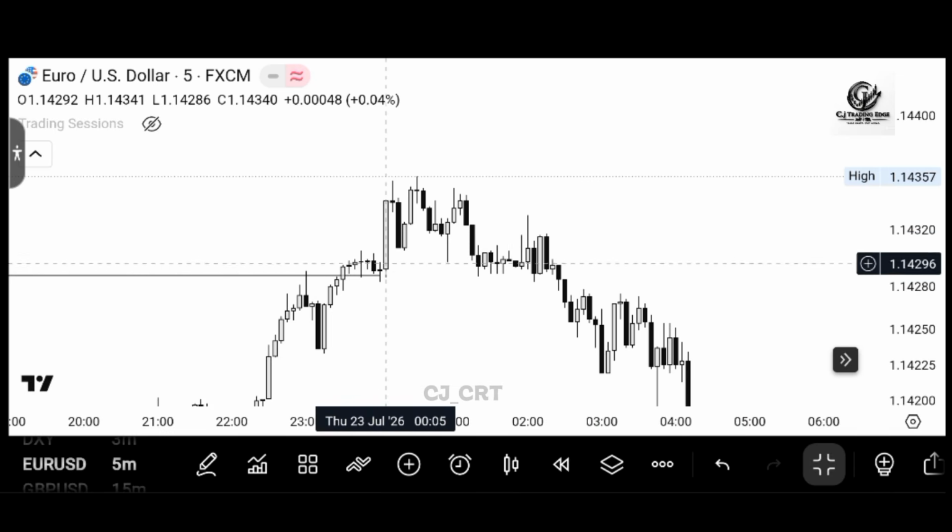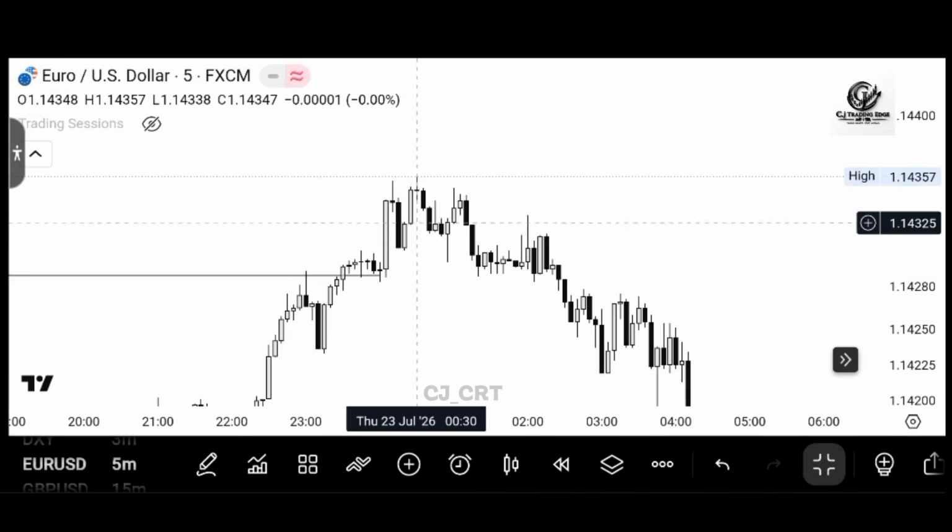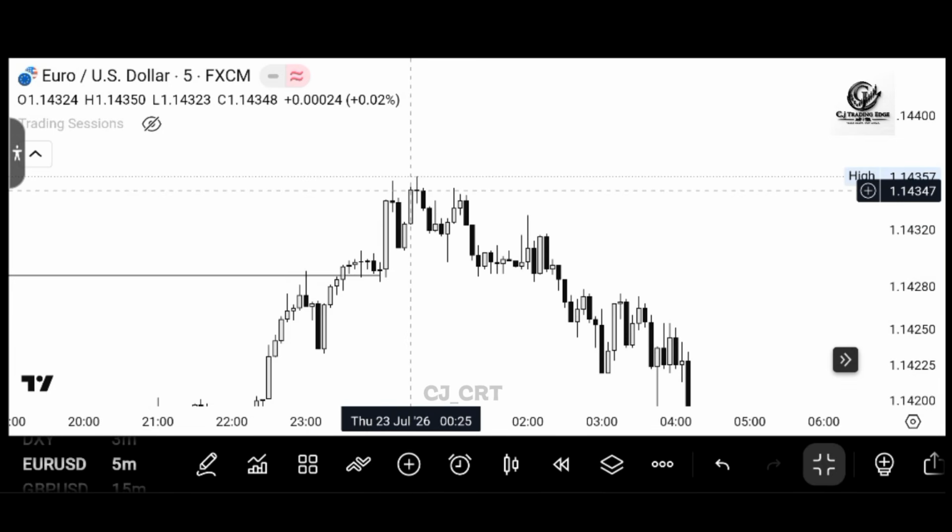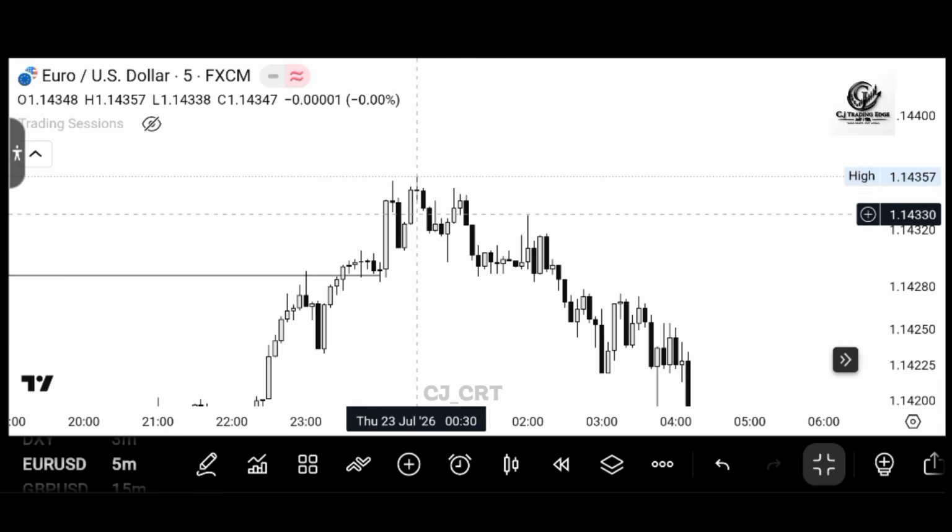Now as you can see this up close candle, you can make use of it as your entry. But I used to advise traders from the high to the low of this up close candle, any other up close candle that closed above it, make use of it. Since this particular candle closed above it, you should make use of it as your entry.